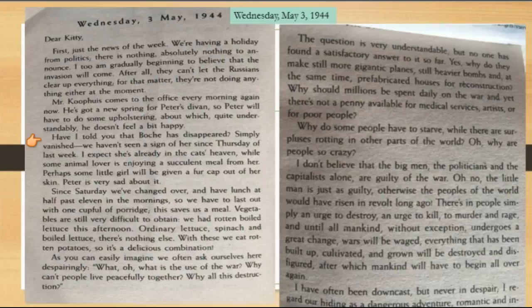So you just see she's kind of just talking about a few different things that have been going on in the annex. Since Saturday, we've changed over and have had lunch at 11:30 in the morning, so we have to last out with 1 cupful of porridge. This saves us a meal. Vegetables are still very difficult to obtain. We had rotten boiled lettuce this afternoon. Ordinary lettuce, spinach, and boiled lettuce. There's nothing else. With these, we eat rotten potatoes, so it's a delicious combination.